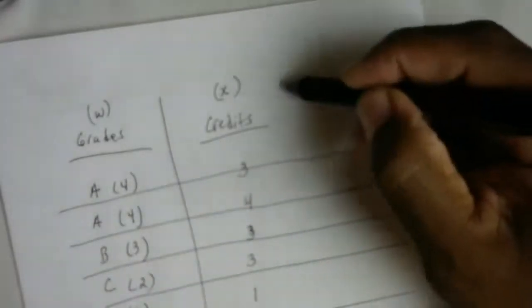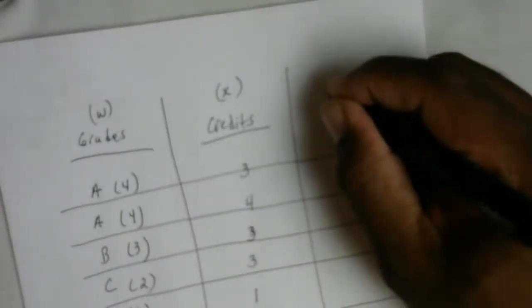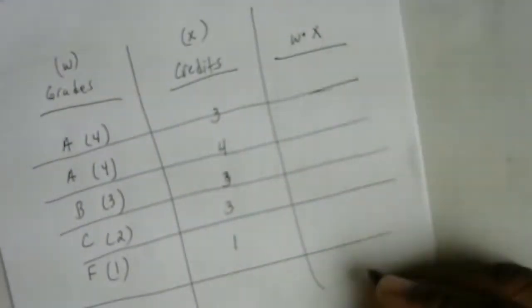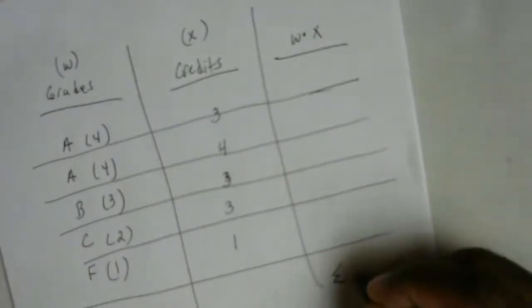All right, so here again, I'm going to make another column. So in this column, we want, and our formula says W times X. So once we find all our W times X values, we can sum those all together, and here we would have the summation of W times X.